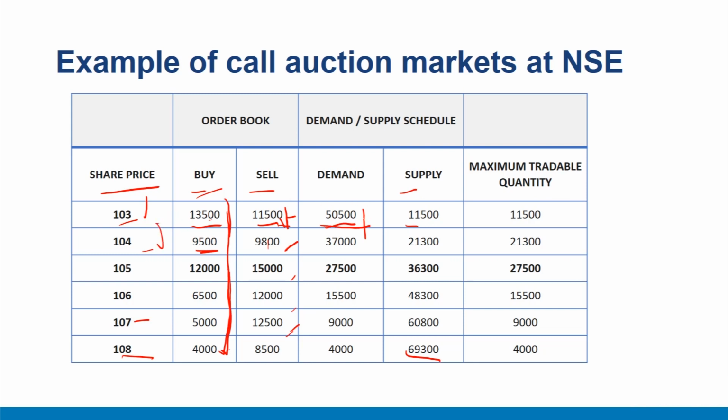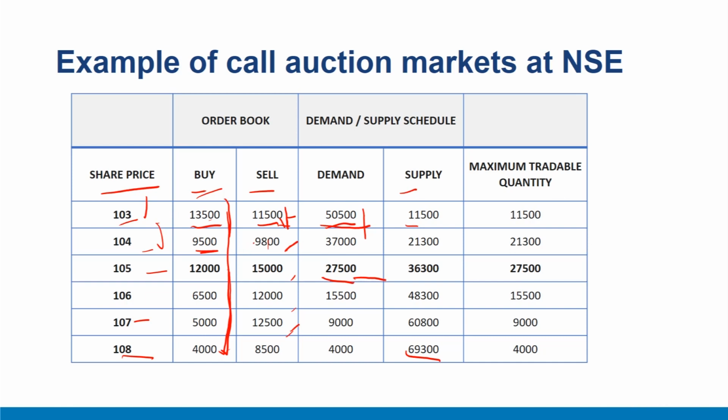Now, if the matching takes place, the price at which maximum quantity is traded will be considered as the opening price. If we notice in this case, at 105 rupees, maximum order quantity can be traded, which is 27,500. And therefore, 105 will become the clearing price and opening price for the session. Thus, we arrive at the maximum tradable quantity.